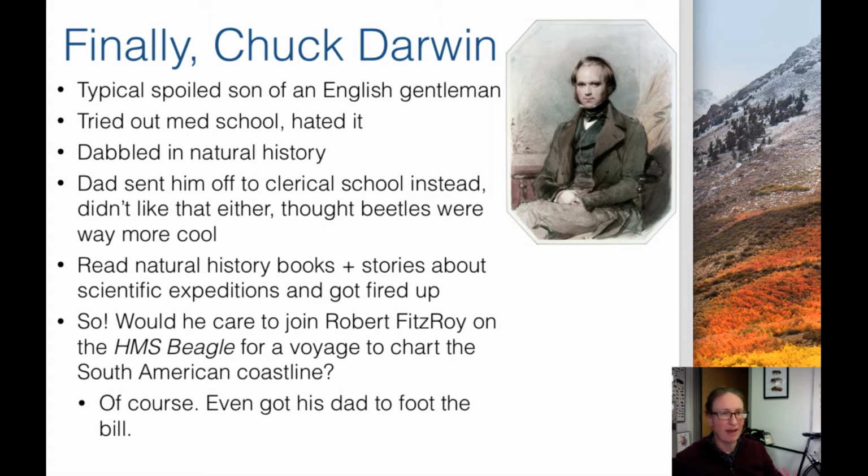A very common path for members of genteel society is to carry on and study medicine. So he got sent off to medical school, and he absolutely hated it. So that was not for him. At the same time, with where he grew up, he had a lot of opportunities to just spend time outside in nature. He spent a lot of time looking around, checking out things in the world around him, collecting different types of organisms, just studying natural history directly.